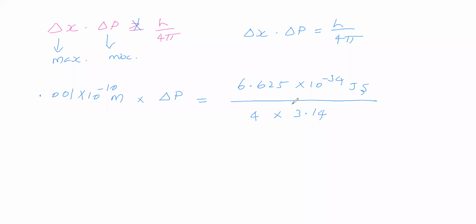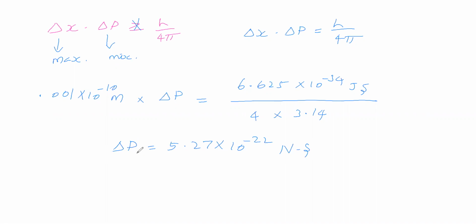So by simplifying this we can get the uncertainty in momentum. Delta p is equal to 5.27 into 10 to the power of minus 22. What is the unit? Momentum means mass into velocity. Therefore, we can say here Newton second.